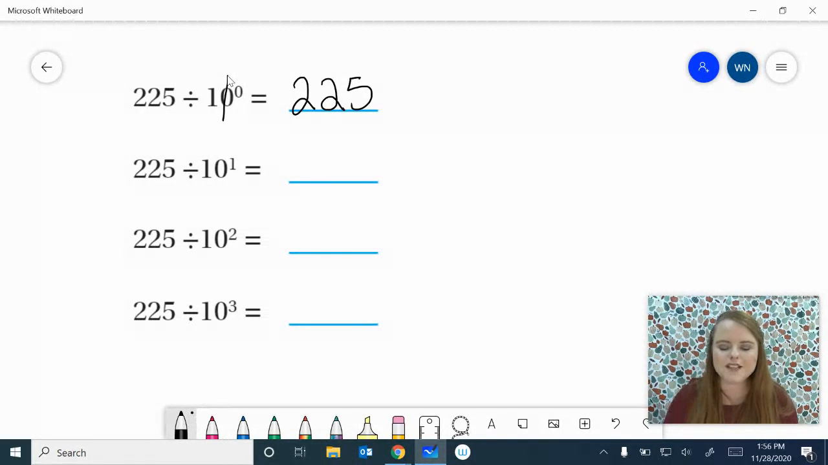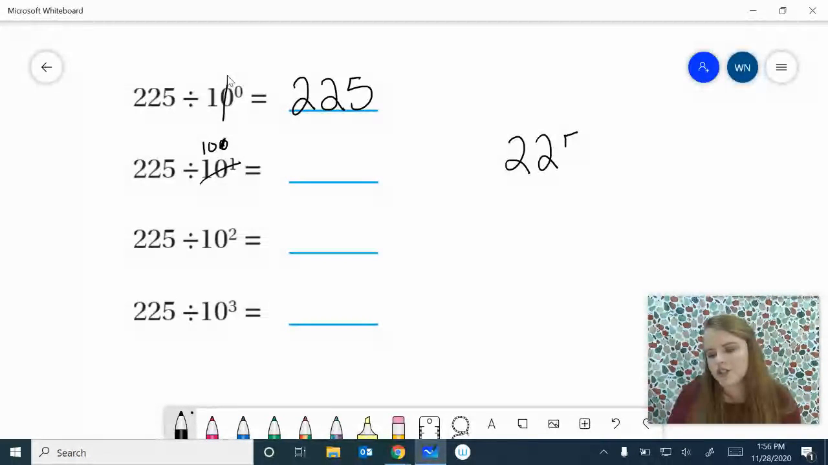Remember, the important part of this is noticing a pattern. So let's keep going and see if we can find that pattern. 225 divided by 10 to the first. Remember, 10 to the first is the same as saying 100. I lied. It's the same as saying 10. So 10 to the first is the same as saying 10. So we know we need to divide 225 divided by 10.